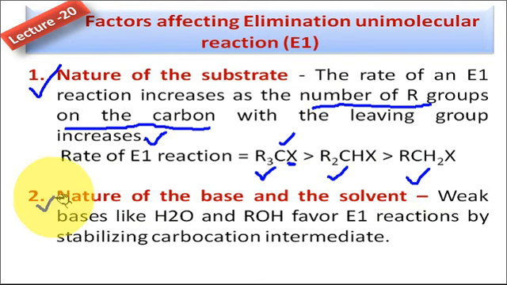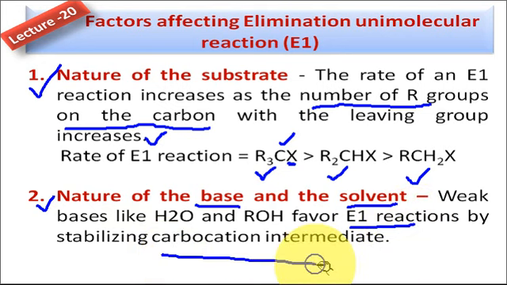Second important factor is the nature of the base and the solvent present. Weak bases like H2O and alcohol favor the E1 reaction. Why is it so? Because these weak bases can stabilize the carbocation intermediate. That's why we can conclude now that a tertiary halide in the presence of weak bases is the most favorable for this type of reaction.